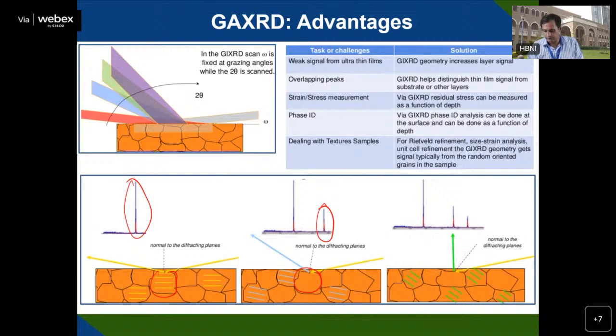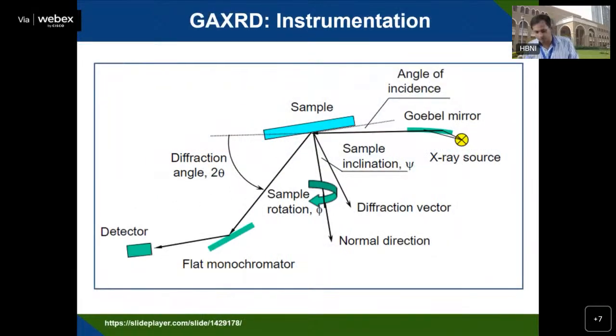Similarly, if you change the sample orientation slightly, you will see another crystal on which the X-ray beam is falling, and you will get an additional peak. By that way, even in a thin film, you are able to get this type of depth profiling. So those are mainly useful for phase identification, stress strain measurements, as well as detailed structure analysis using this type of crystal structure.